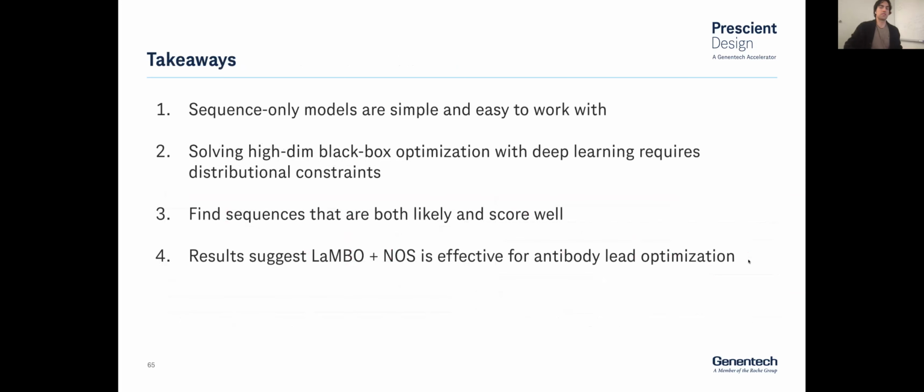Right. So the takeaways for this section: sequence-only models are simple and easy to work with. Solving high dimensional black box optimization with deep learning really requires distributional constraints to make sure that you're not just exploiting your model. We're able to find sequences that are likely and score well, and ultimately this has led to some encouraging early results that suggest that our method's effective for antibody lead optimization.